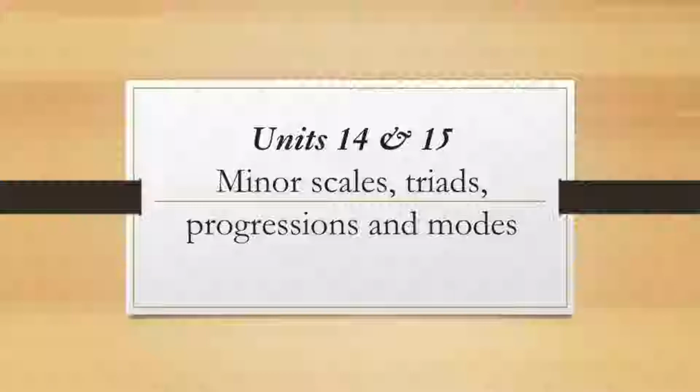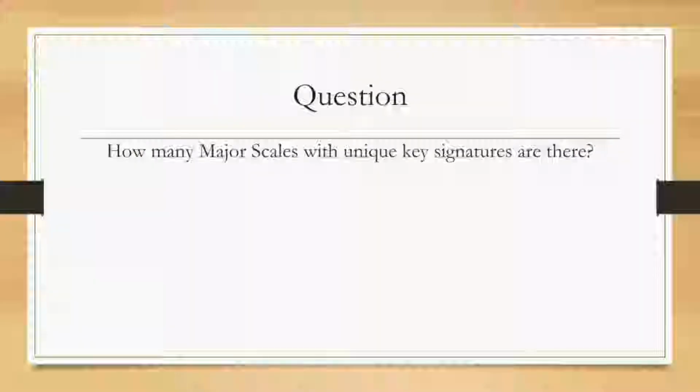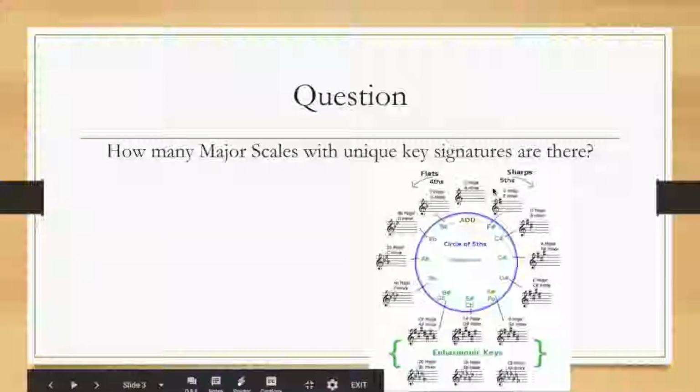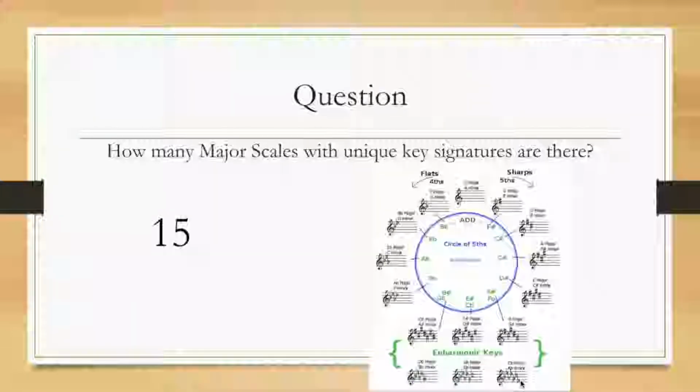All right? All right, first question for you. How many major scales with unique key signatures are there? You've learned them in the circle of fifths. I'll give you a couple of seconds to answer that. Here we go. Look around the circle of fifths. We've got 12 unique key signatures right around the circle, plus 3 more enharmonic keys. So we have learned 15 major scales with unique key signatures.